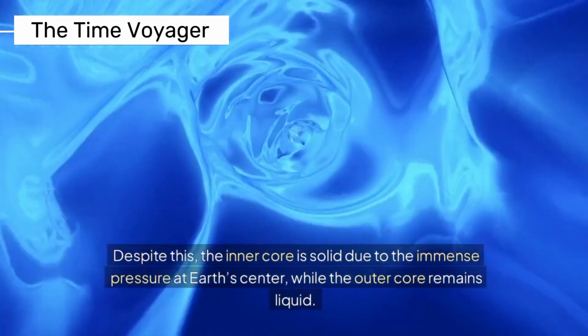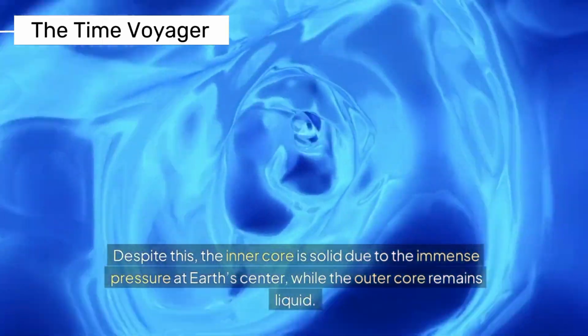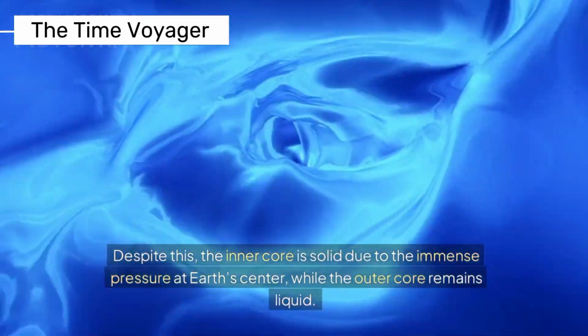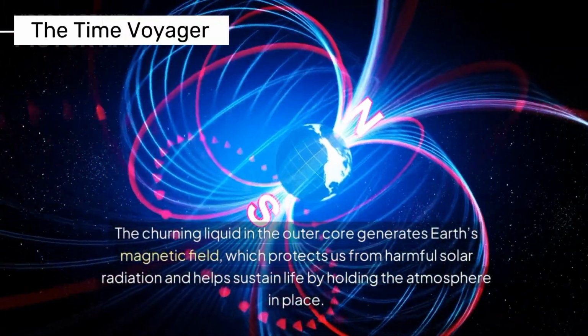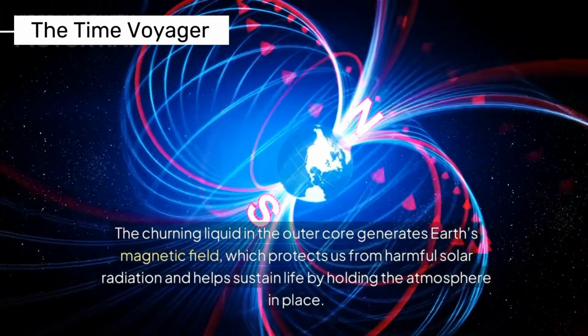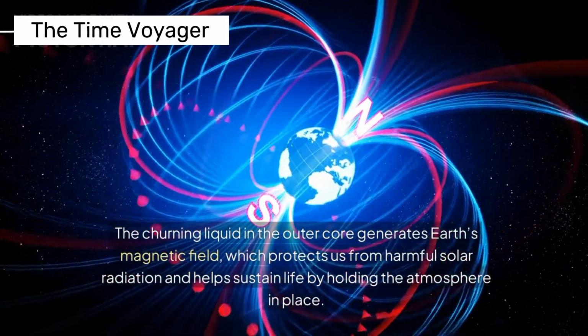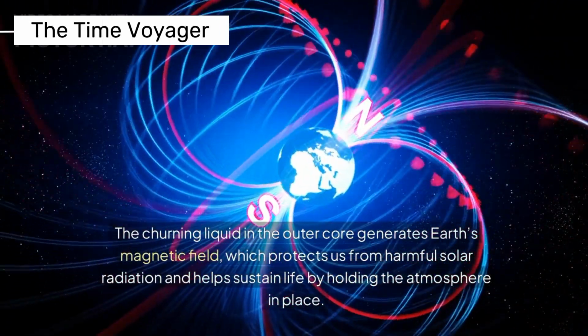Despite this, the inner core is solid due to the immense pressure at Earth's center, while the outer core remains liquid. The churning liquid in the outer core generates Earth's magnetic field, which protects us from harmful solar radiation and helps sustain life by holding the atmosphere in place.